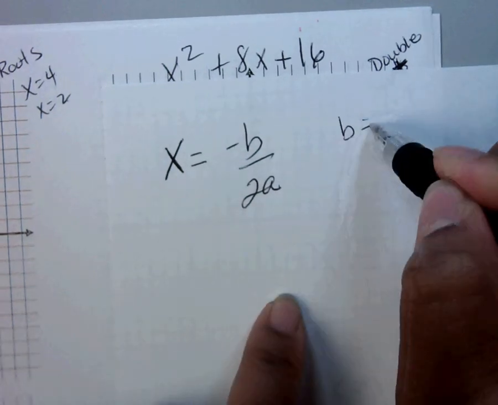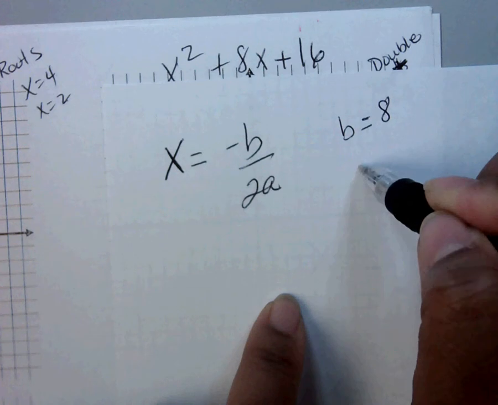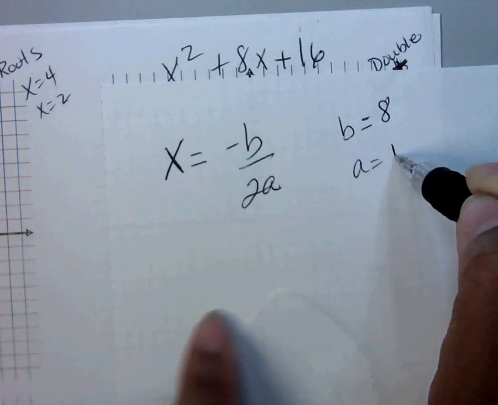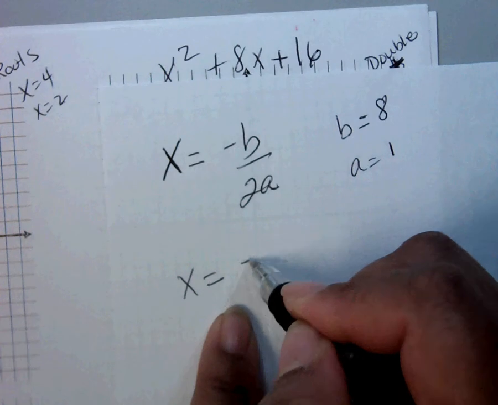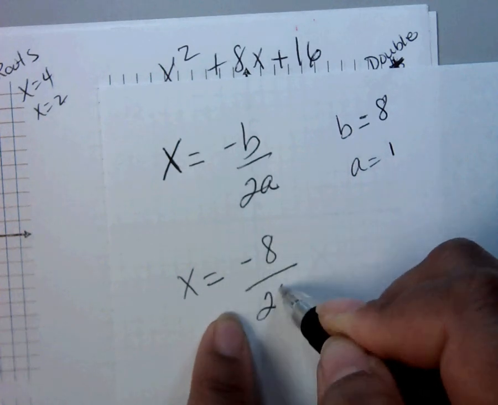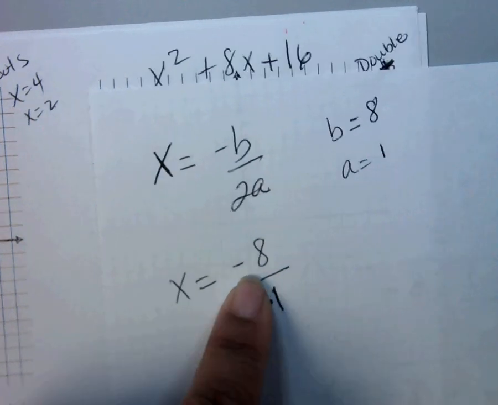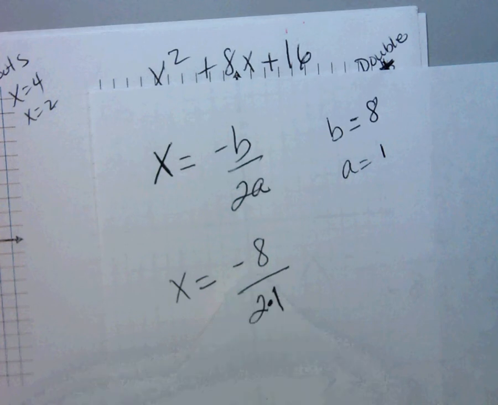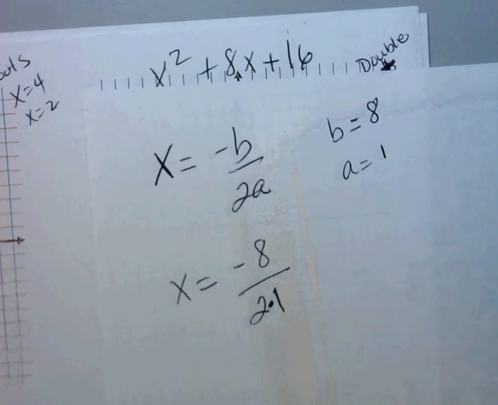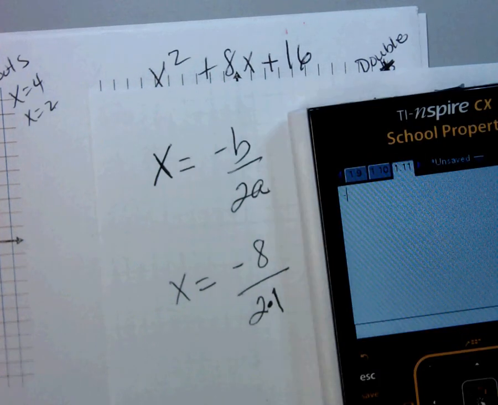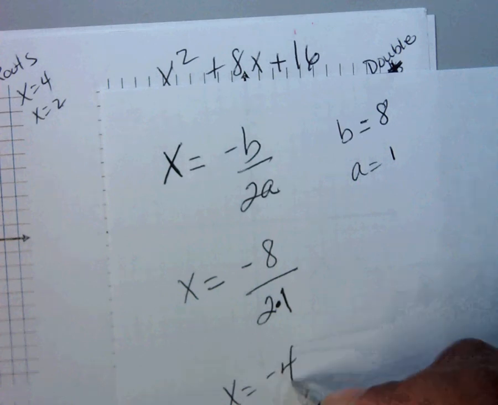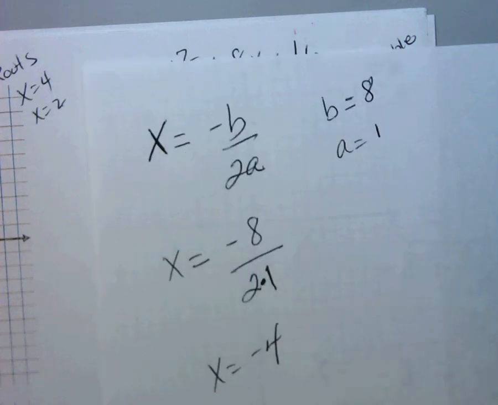Okay, so what is b for this one? 8. And what is a? 1. So x equals negative 8 over 2 times 1. Do I need 2 negatives up here or 1 negative? 1. If you can't do that by hand, you can use the calculator. Negative 8 divided by 2 times 1. We get negative 4. Isn't that what we said we were going to get?